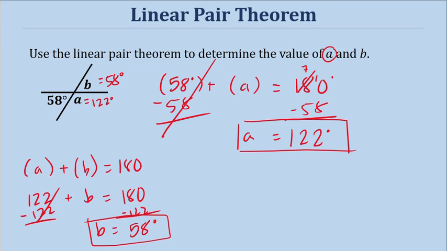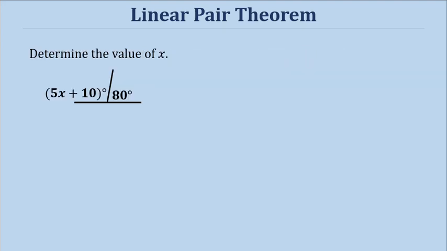Now that we've explored the basic linear pair problems, let's take a look at some examples that are a bit more complicated, examples involving expressions. So here I'm asked to determine the value of x, which means I'm not trying to find the angle, I'm looking specifically for my x. And I know that I have two angles that together form a line. So the first angle plus the second angle are going to equal 180 degrees.